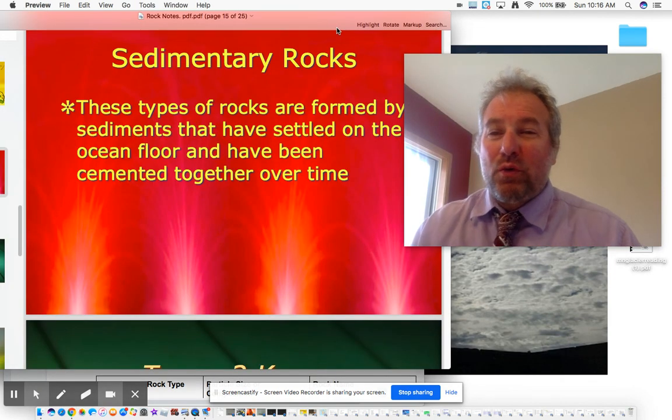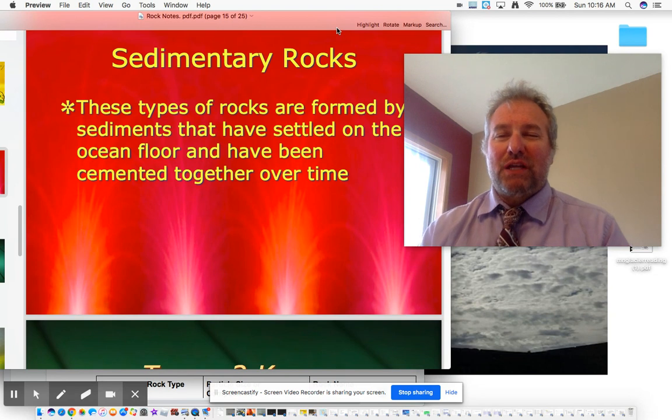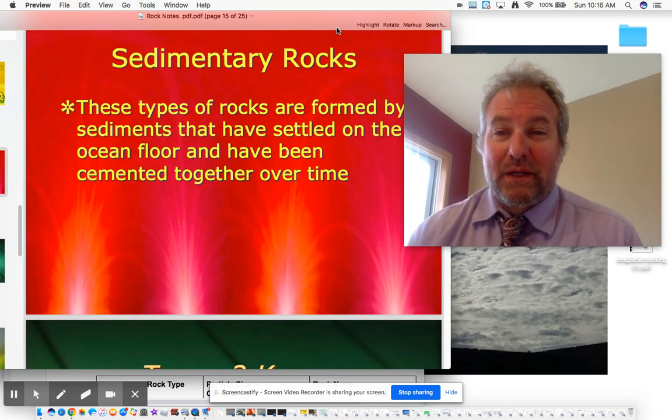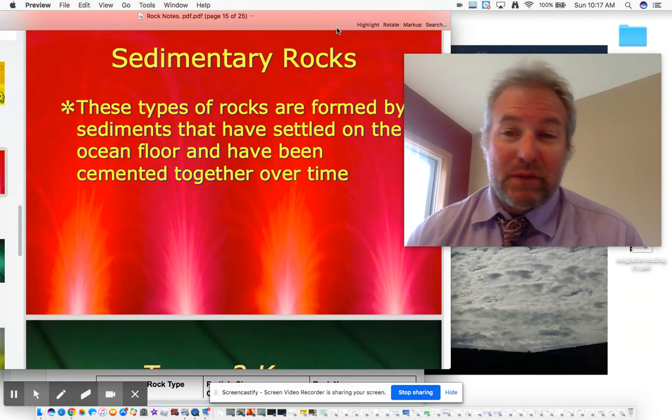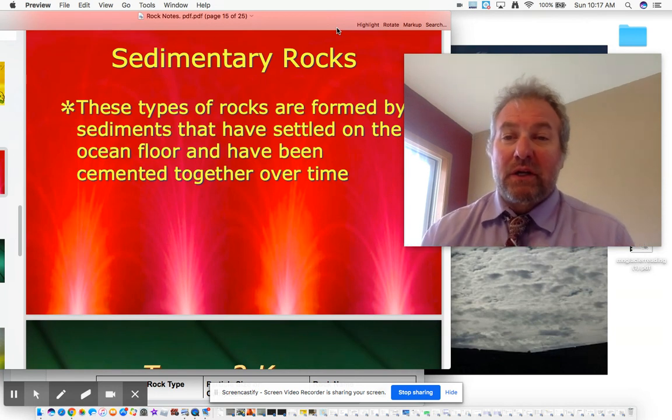I want to spend a little bit of time talking about those different types of rocks. Quick reminder, three different types of rocks: igneous rocks, sedimentary rocks, and metamorphic rocks. Our second type of rock, I know we talked about igneous rocks earlier, coming from fire.